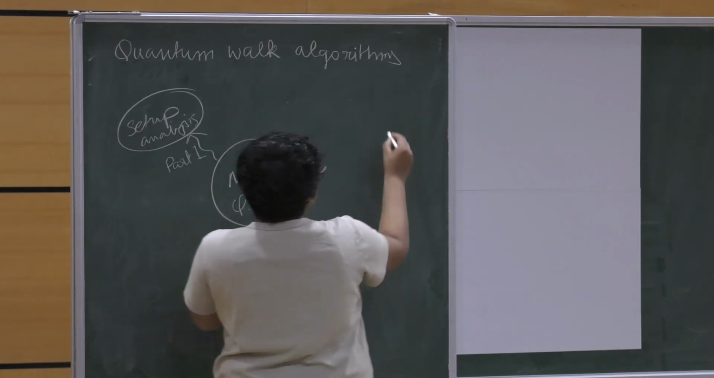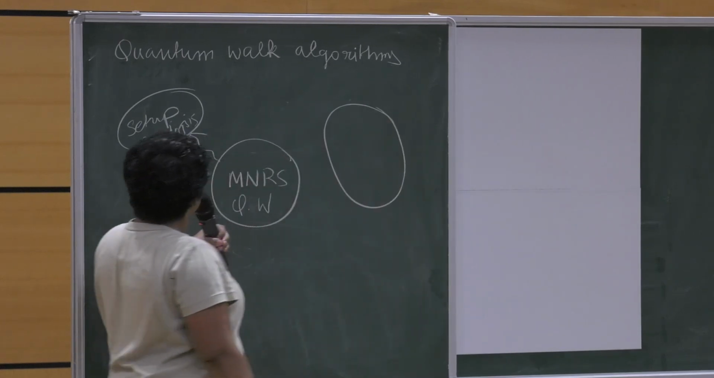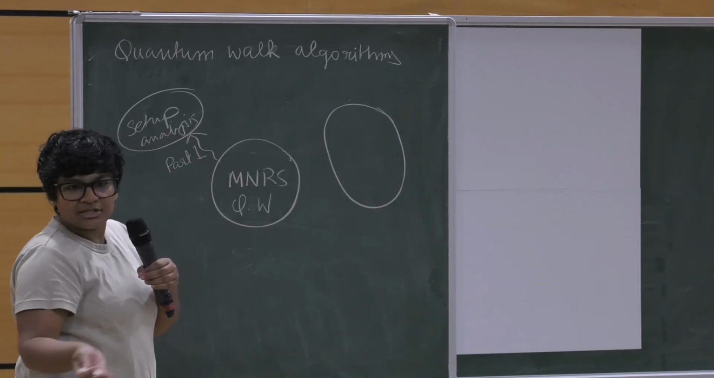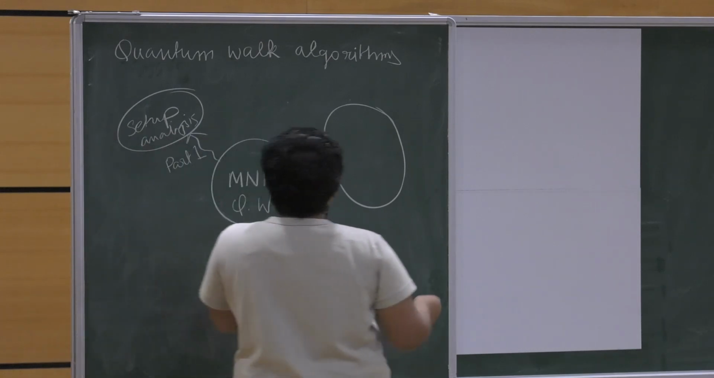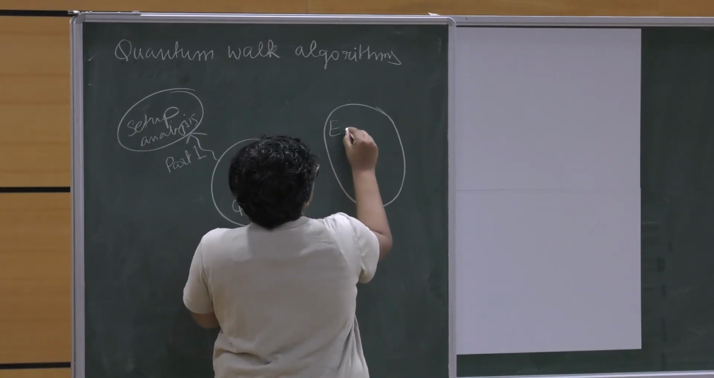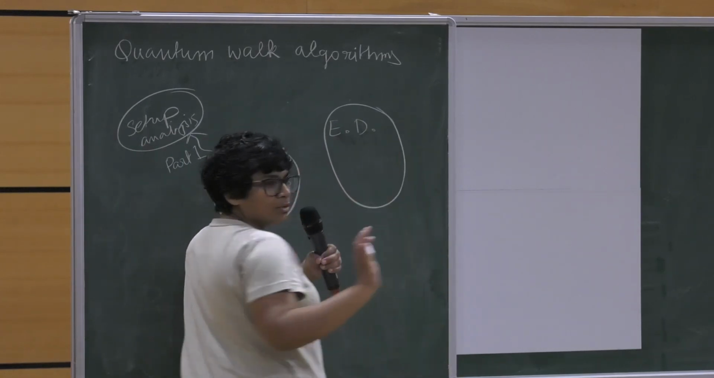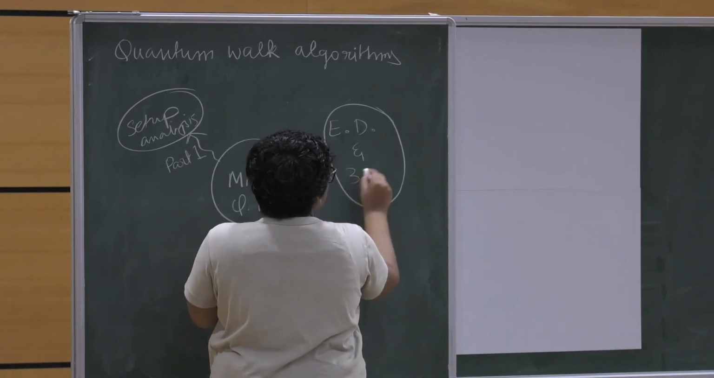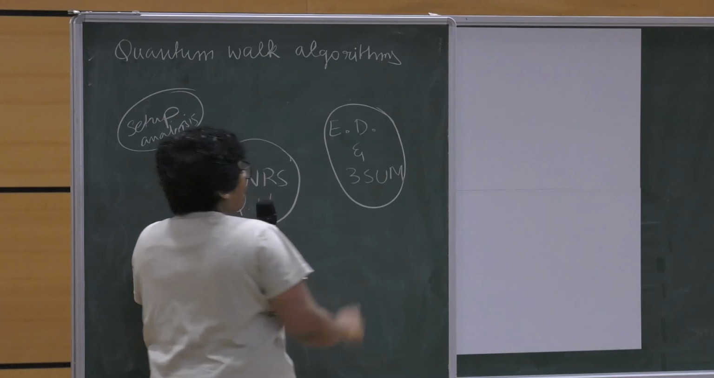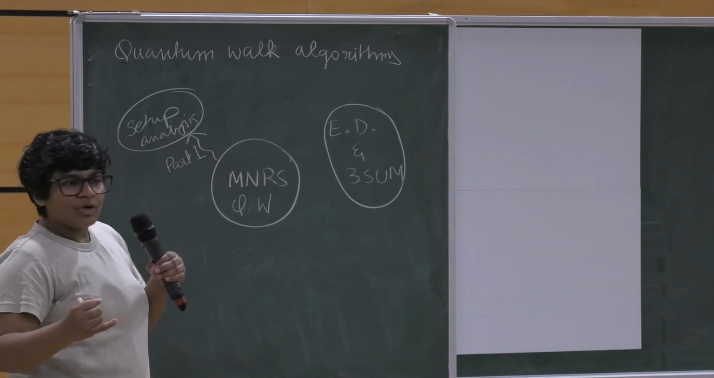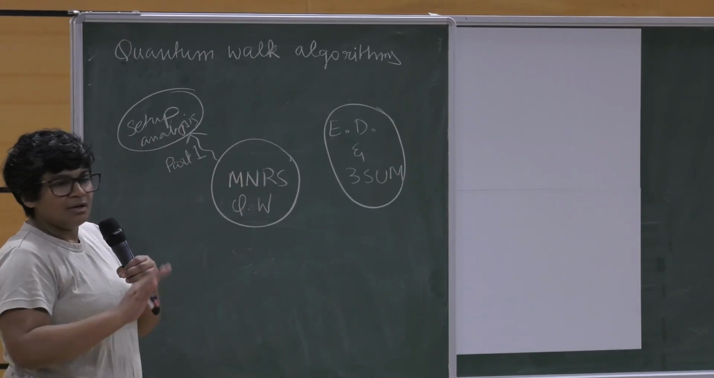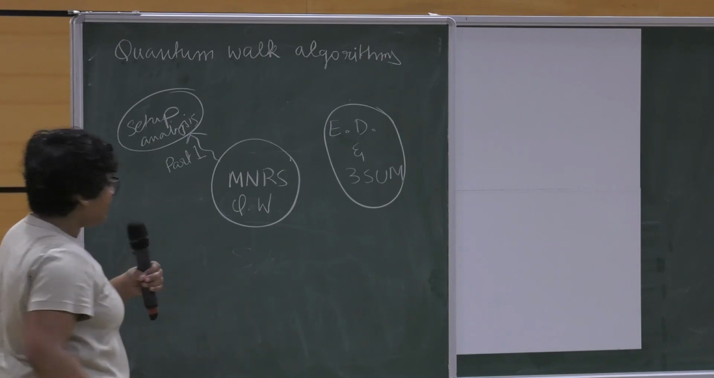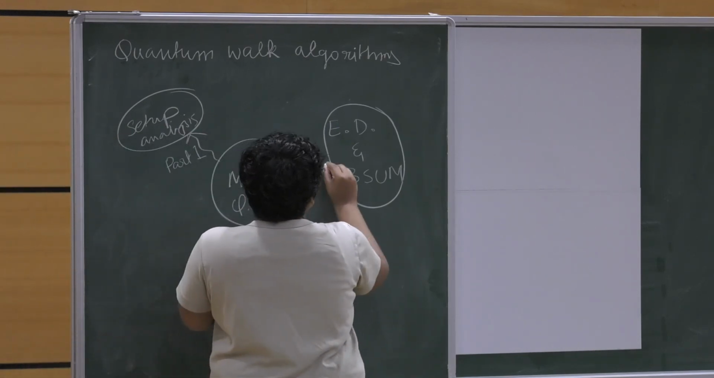And in part 2, I'm going to discuss application of these walk-based algorithms for certain computational problems. I'll be discussing 2 computational problems. One is element distinctness. Don't worry, I will define everything. And the other one is something called the three-sum problem. And we are going to discuss the time complexity and query complexity for both these problems by giving a walk algorithm to solve them, okay? And this is going to be part 2.